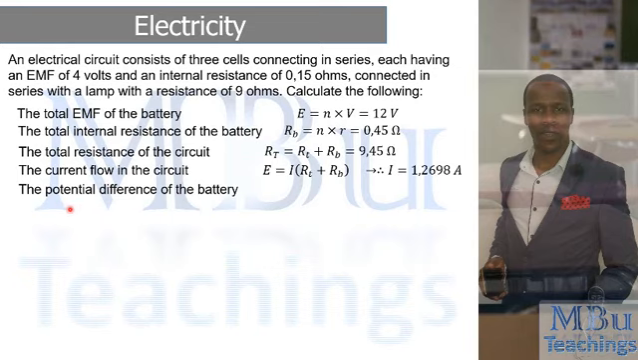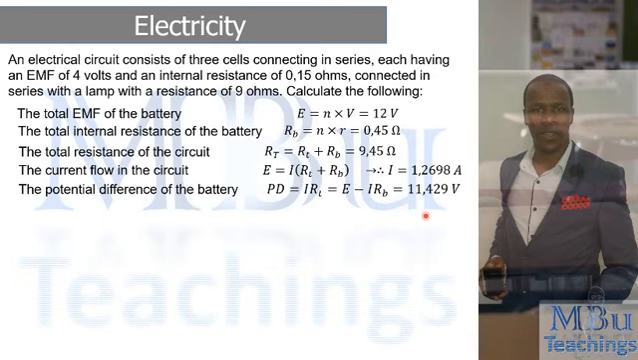Then we have the potential difference of the battery. The formula for potential difference is IR, or just E minus Ir. Whichever one you use, you will get the same answer. So that is it for this example. The next example is also similar to this one. Let's get straight into it.